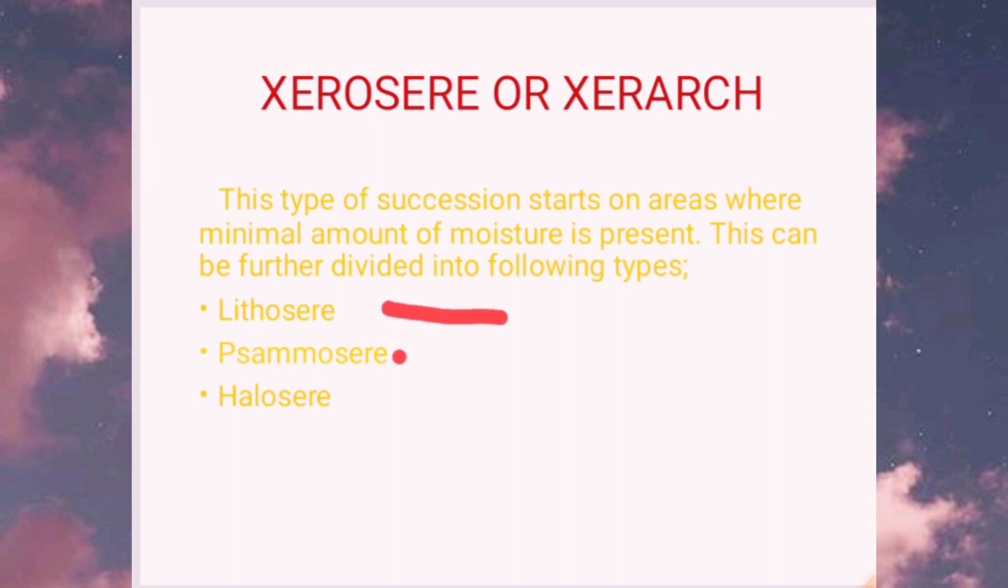If the succession starts on sand, we call it Psammosere. If the succession starts on saline soil, or saline substratum, we call it Halosere. So these lithosere, psammosere, and halosere are subtypes of Xerosere or Xerarch succession.